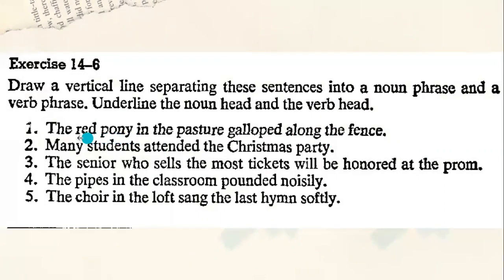So let's start out. The red pony in the pasture galloped along the fence. The red pony in the pasture, up to here, is the noun phrase, and the head of the noun phrase is the pony. Galloped along the fence, this is the verb phrase, and galloped is the head of the verb phrase. Many students attended a Christmas party. Many students is the noun phrase, and attended a Christmas party is the verb phrase. Attended is the head of the verb phrase, and students is the head of the noun phrase.